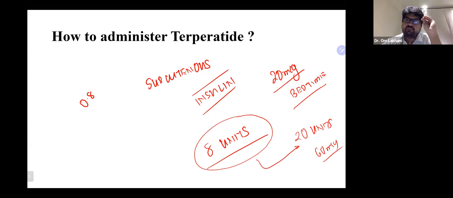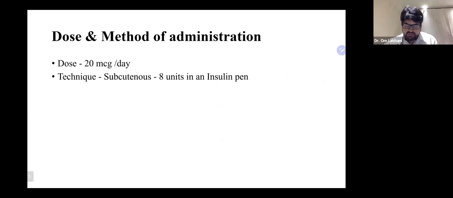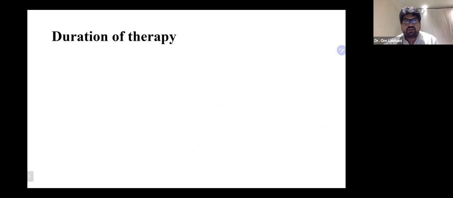So the method of administration is similar to how you administer insulin, right? You have to, of course, change the site, rotate between your arms, abdomen and thighs, change your needle, all these things, a typical insulin dosage. Anybody who uses insulin knows this, and you have to use the same methodology. So this is the practical aspect. Like I said, the dose is 20 microgram and you have to use 8 units in an insulin pen.